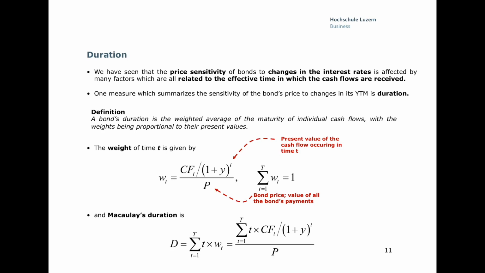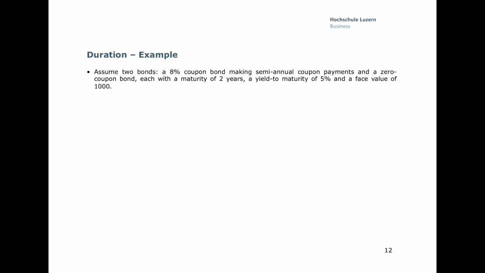Using these values to calculate the weighted average of the times until the receipt of each of the bond's payments, we obtain Macaulay's duration formula. To illustrate the concept of duration, have a look at the following example. Assume two bonds, an 8% coupon bond making semi-annual coupon payments and a 0 coupon bond, each with a maturity of 2 years, a yield to maturity of 5% and a face value of 1,000.